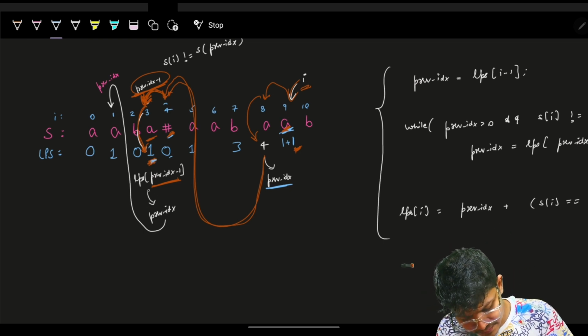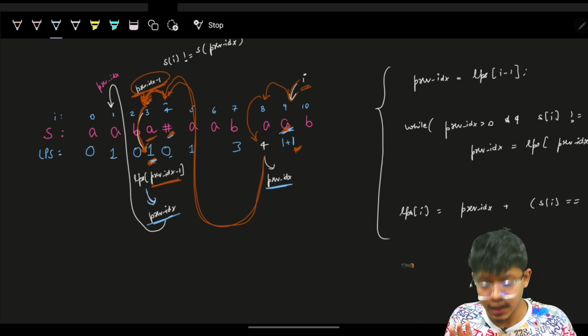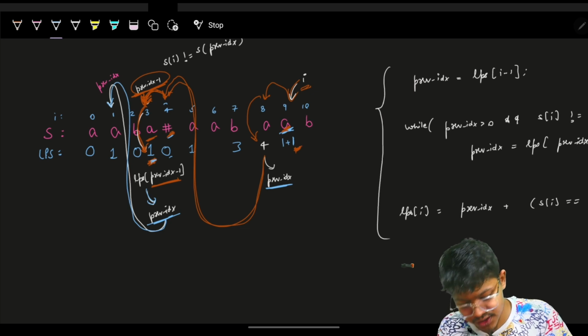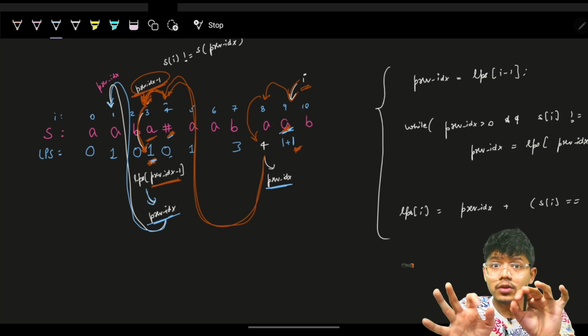So I will say now assign this to previous index. Now again the same thing will continue. This will go on and check for the 1. Now bhaiya, what is this? It is so confusing. No worries.